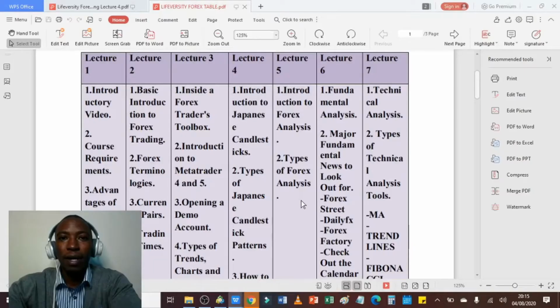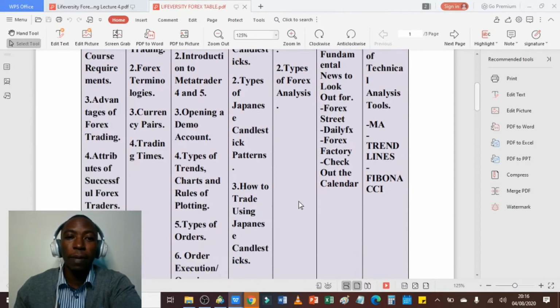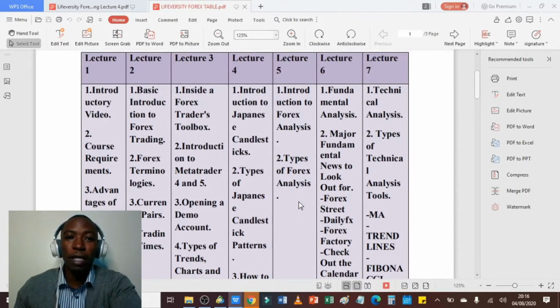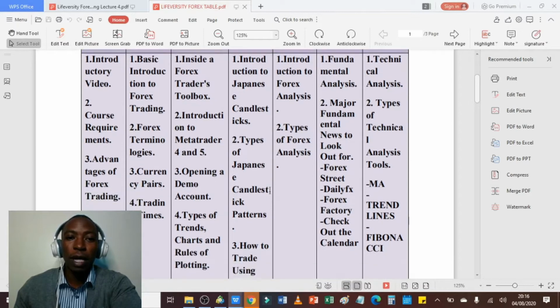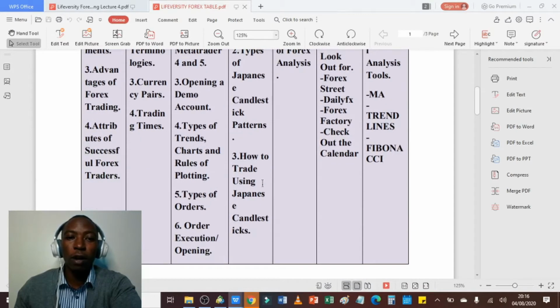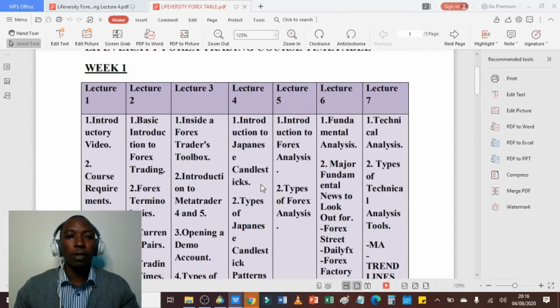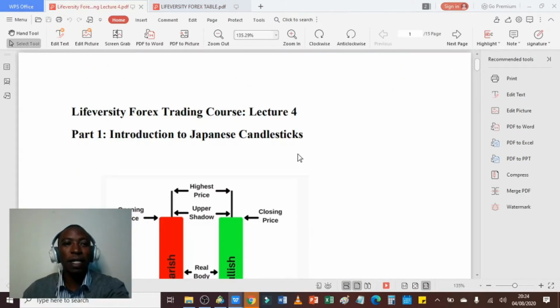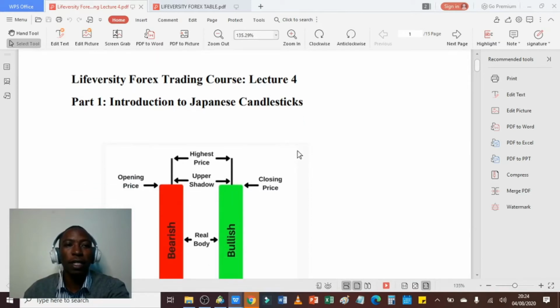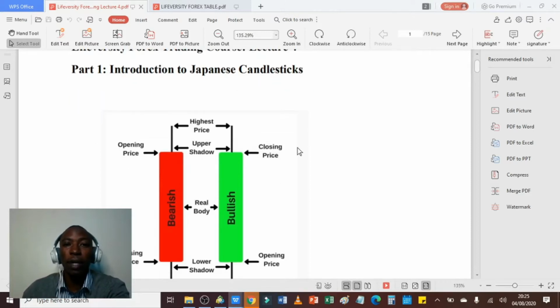Let us just head to the LifeVersity Forex trading timetable in order for us to go through the timetable before we can get started. According to our timetable, lecture 4, we shall look at 3 parts. Part 1 is introduction to the Japanese candlesticks. Part 2 is types of Japanese candlesticks. Part 3 is how to trade using Japanese candlesticks. Without wasting much of your time, let us head over to lecture 4. As you can see on the screen, LifeVersity Forex Trading Course, lecture 4, part 1, Introduction to Japanese Candlesticks.